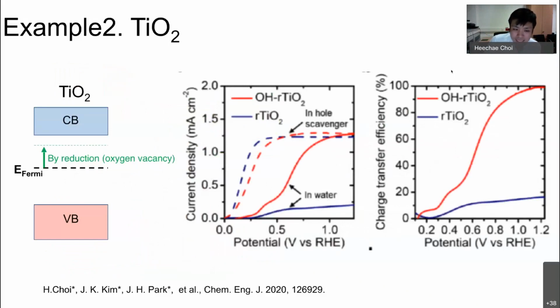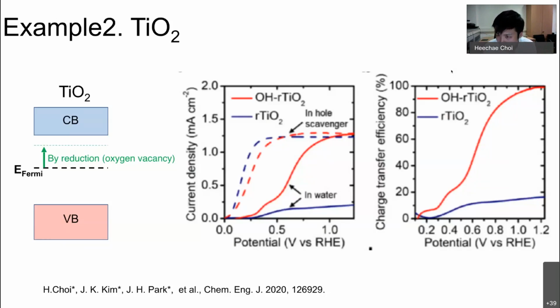When oxygen vacancy is increased, then the free electron carrier concentration is increased in order to keep the charge neutrality, and then the Fermi level is upshifted, right? And then water splitting activity was much improved, as you can see in the figure at the center. OH-RTiO2 has a much larger current density with the potential compared to RTiO2, and charge transfer efficiency is also improved. Larger charge transfer efficiency means that OH-RTiO2 has a larger band bending near the surface.